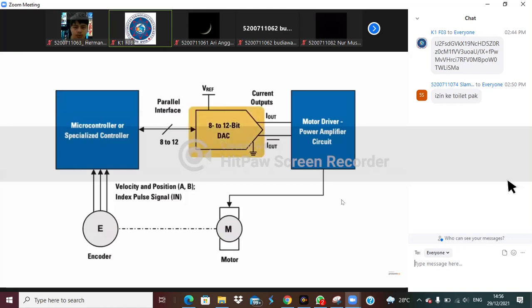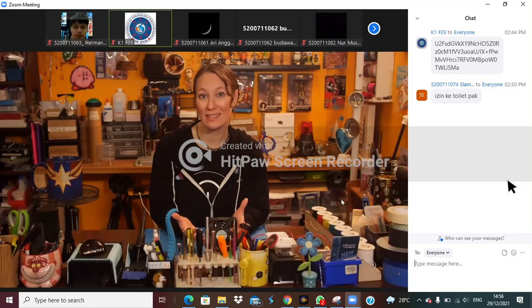Lastly, DACs are commonly used in motor controllers, converting the digital signal from microcontrollers into an analog signal used to vary the speed of the motor. This is often done with PWM. Well, that's all I've got about DACs.